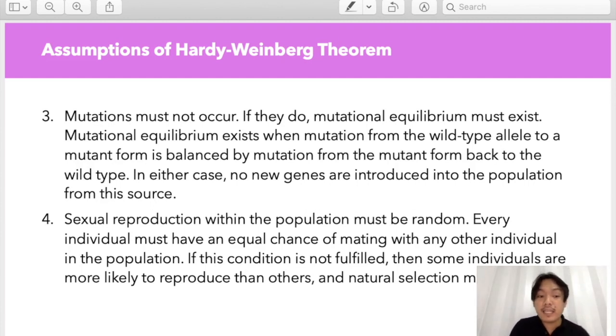Every individual has an equal chance of mating with any other individual in the population. If the condition is not fulfilled, then some individuals are more likely to reproduce than others, and natural selection will occur.